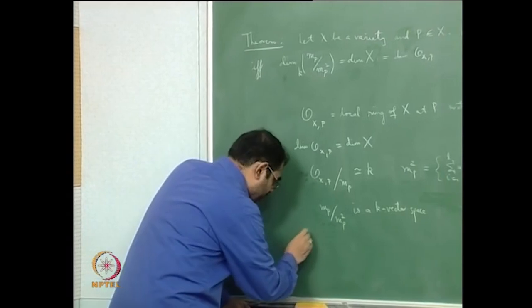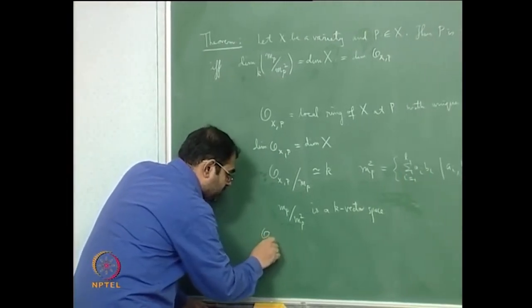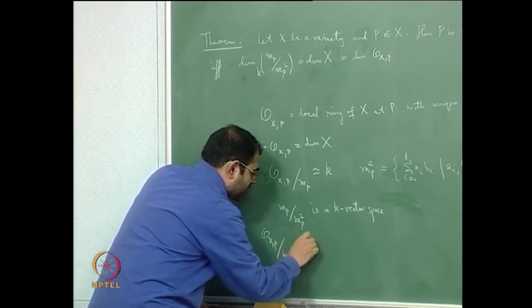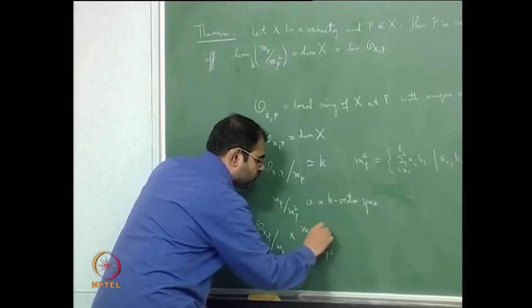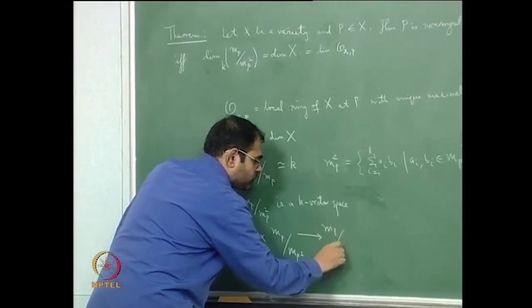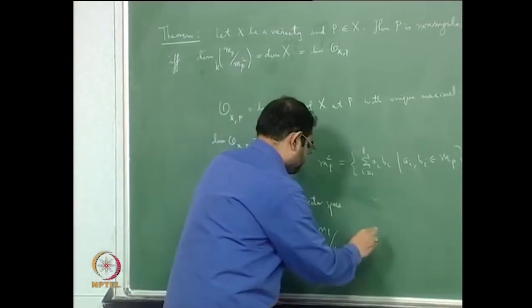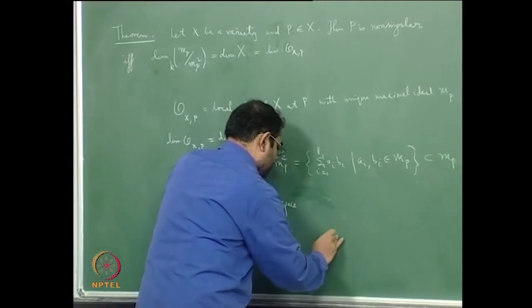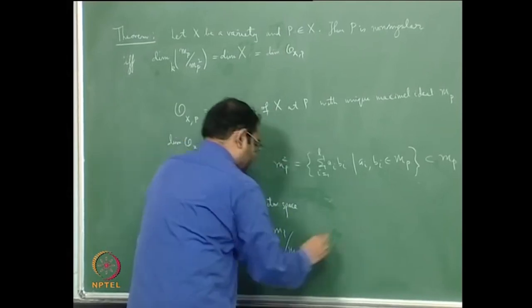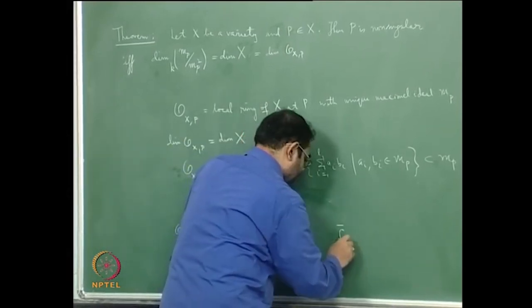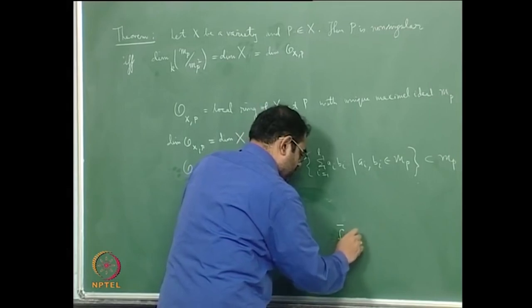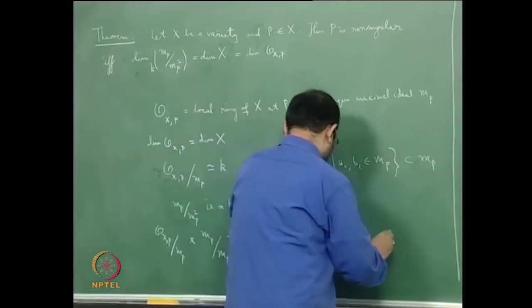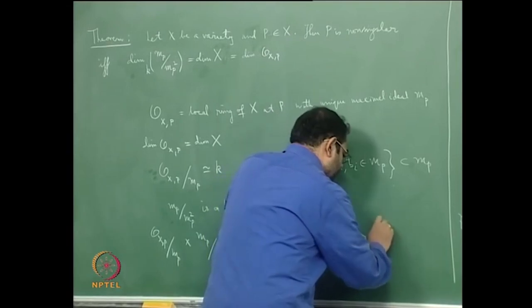In fact, you take O_{X,P} modulo m_P, and you can define a scalar multiplication by simply sending f bar, g bar to f bar g bar.